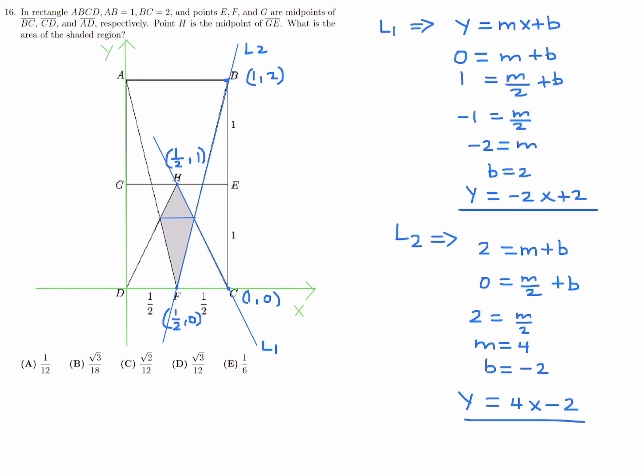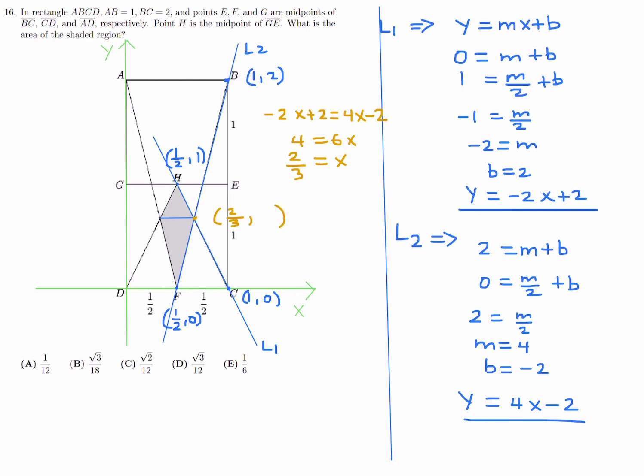All right, we've got two equations. Now all we have to do is set them equal to each other. So we have -2x + 2 = 4x - 2, and therefore 4 = 6x, and therefore x = 4/6, or 2/3. So this all-important point has x-coordinate 2/3. Then we need the y-coordinate also. Substitute x = 2/3 into either one of these, and you get that the y-coordinate is also 2/3.